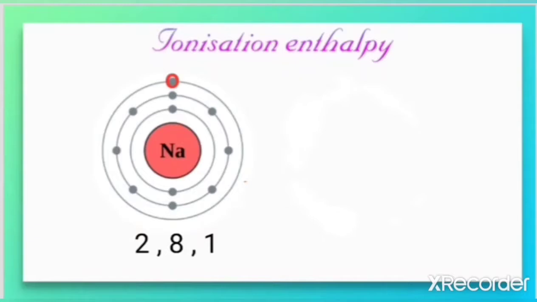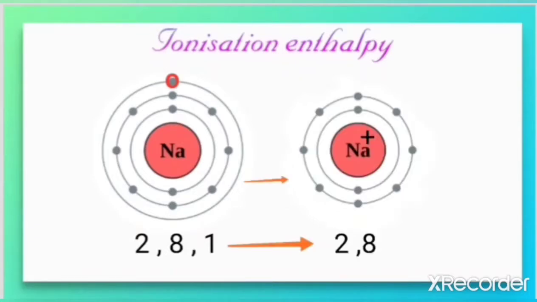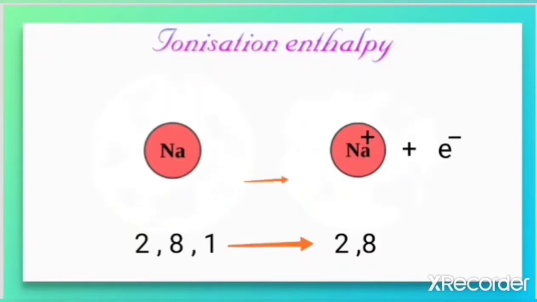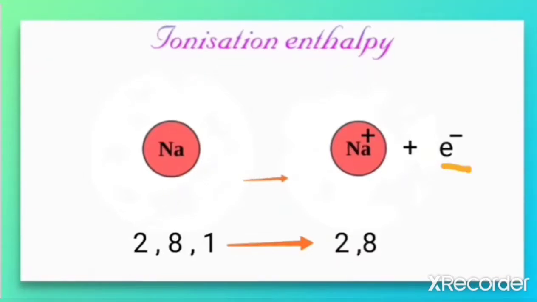Now, it will lose this electron and form sodium ion. When you look at the electronic configuration, it is 2, 8, because this single electron is lost by the atom to form the ion. So, here one electron is lost, that is represented like this: sodium atom gives rise to sodium ion plus electron. Now, the electron numbers always get balanced here. You can check: 2, 8 plus 1, that is 2 plus 8 plus 1 equals 11. So, we can say that the sodium atom loses 1 electron to form sodium ion.